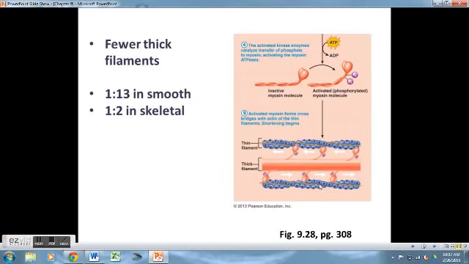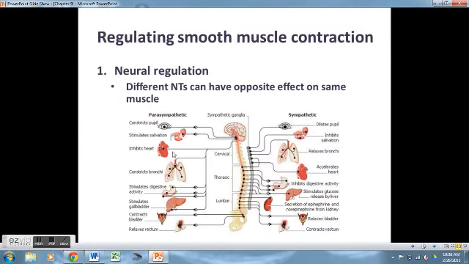Now, we do still have actin and myosin involved, but there are a lot fewer myosin filaments than there are in skeletal muscle. In skeletal muscle, it's about a 1 to 2 ratio of myosin to actin. In smooth muscle, it's a 1 to 13 ratio. So your actin greatly outnumbers your myosin in smooth muscle. This really would make such a great compare and contrast question, smooth versus skeletal muscle.